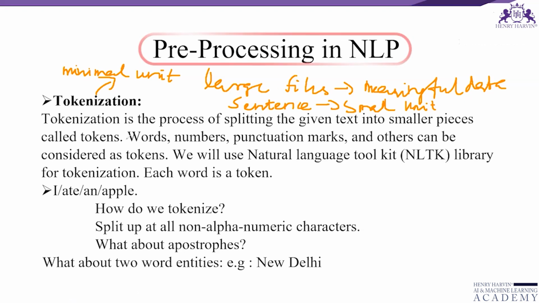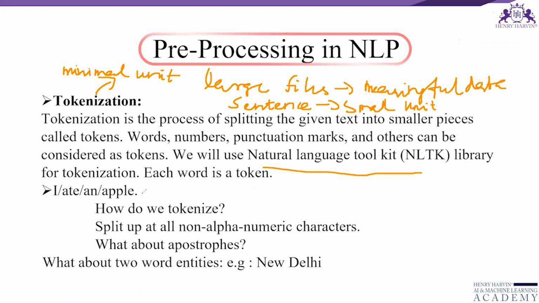So let us understand what tokenization is. It is the process of splitting a given text into smaller pieces called tokens. Words, numbers, punctuation marks, and others can be considered as tokens. We use the Natural Language Toolkit library for tokenization, and here each word is a token. When we talk about tokenization, a paragraph can be converted into sentences, and a sentence can be converted into words.